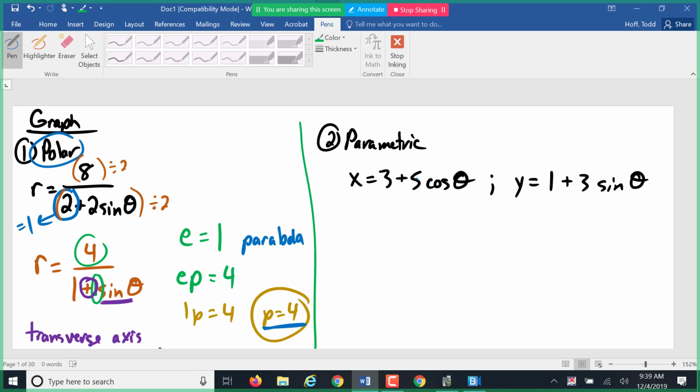If it were a parabola, it would just involve t squared in one of them or t in the other. Technically, instead of theta, I probably should have written t in here. It would have made more sense for the parametric equation.